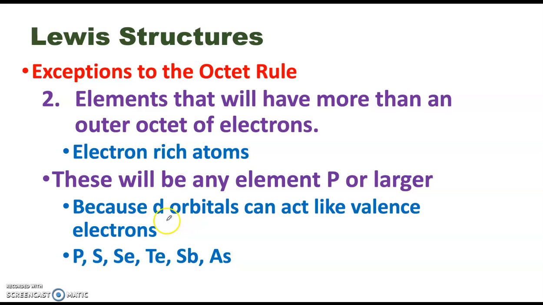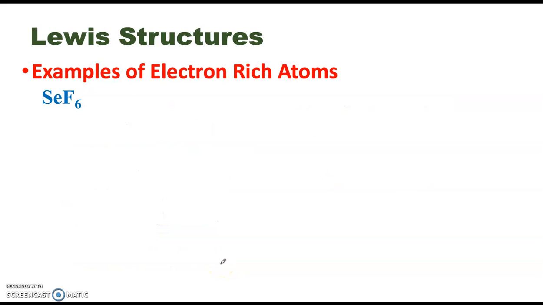That's because they have d orbital electrons that can sometimes act like valence electrons, and they can start bonding with more than just the normal 8 rule. So you got phosphorus, sulfur, selenium, tellurium, and Sb is antimony, and arsenic. Can do this. So examples, SeF6. Selenium has 6 valence electrons. Fluorine has 7 times 6.